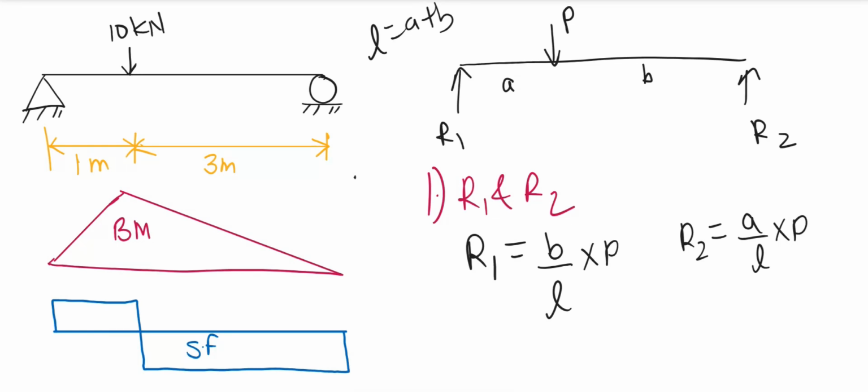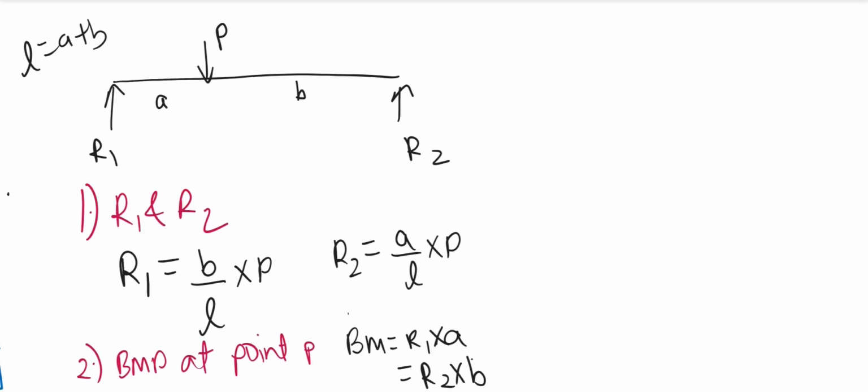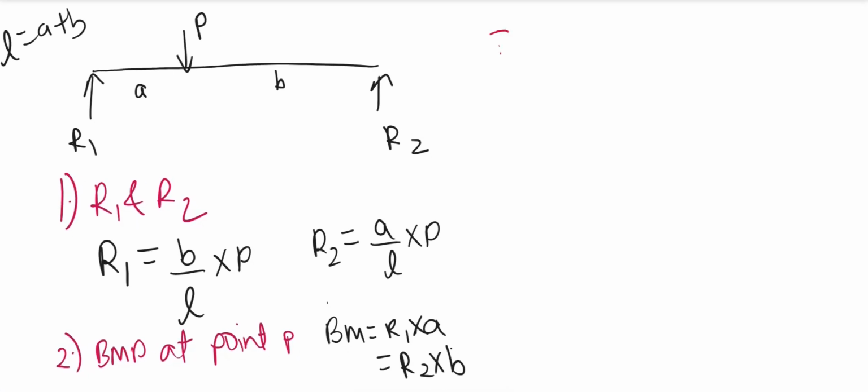After calculating this, we need to calculate the BMD at point P. The bending moment is equal to R1 into A, or also R2 into B, which we can also calculate using the R2 equation. Then we need to calculate the shear force at P.